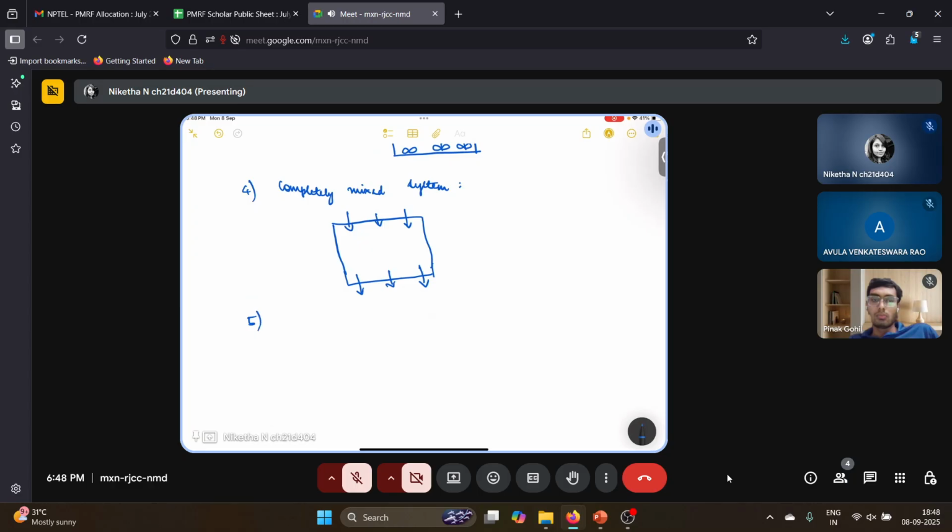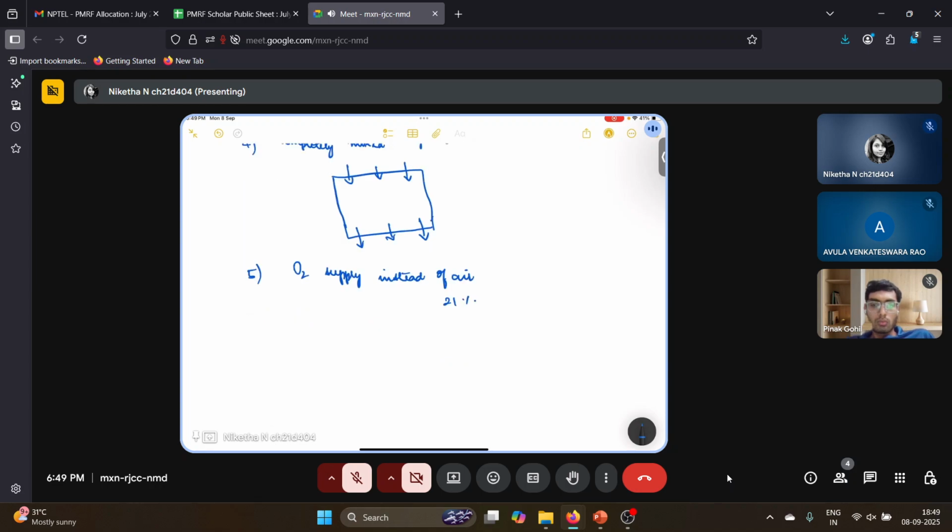And the fifth is oxygen supply instead of air. Now, why is this important? Because ultimately the bacteria are going to use oxygen, right? And air has only 21% oxygen. So if we want to ensure the efficiency of the process, it is better to supply oxygen directly instead of air. So this ensures high bacterial activity and high settlability.